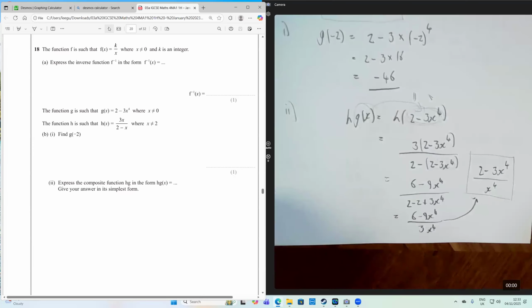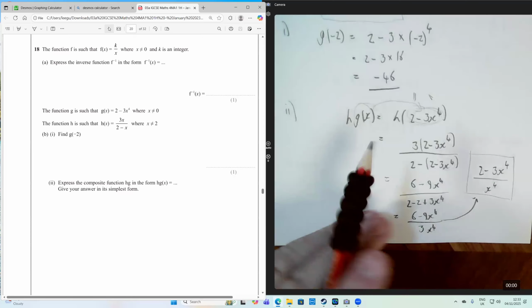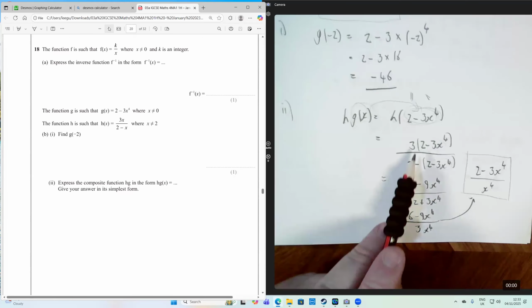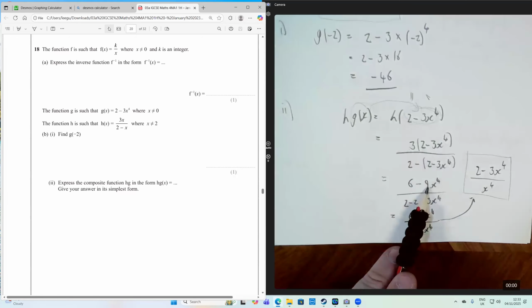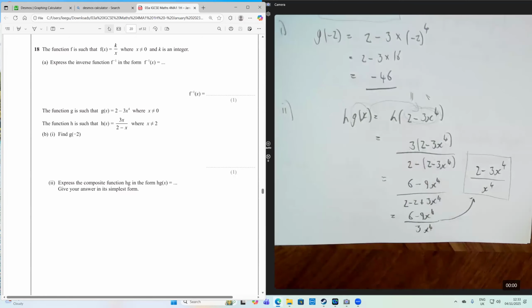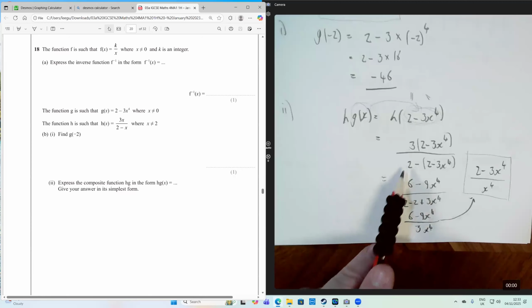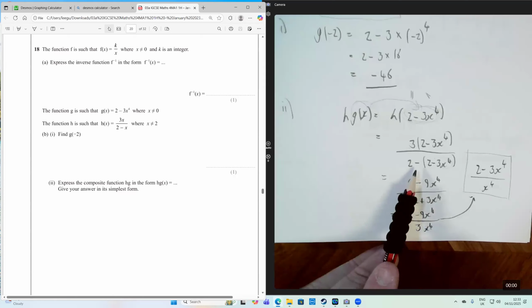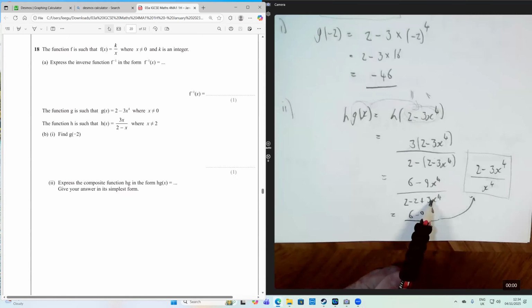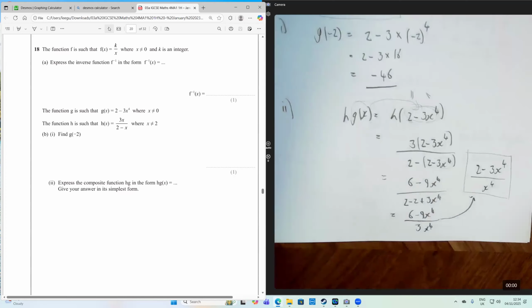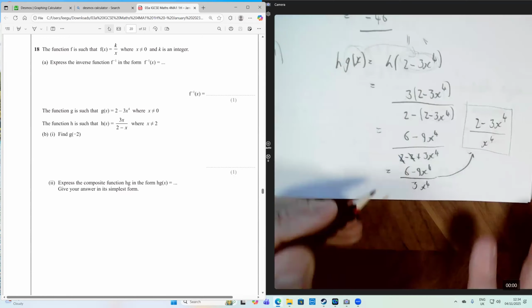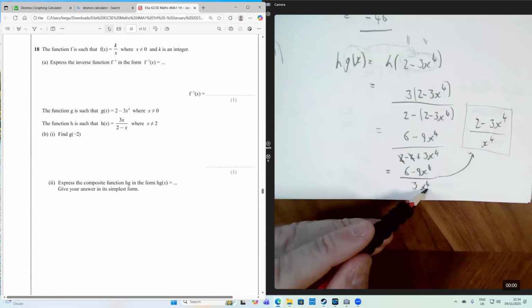So now, in order to simplify this function, we're just going to expand the numerator. So 3 times by 2 is going to be 6. 3 times by 3 is going to be 9. Okay, so that's those two. And then in the denominator, when I remove the brackets, I get 2 minus 2. And these two minuses come together to make a plus. So that is plus 3x to the fourth. Let's collect our like terms there. So 2 minus 2 is nothing. So the denominator is just 3x to the fourth.